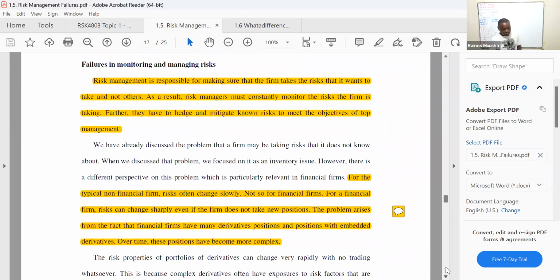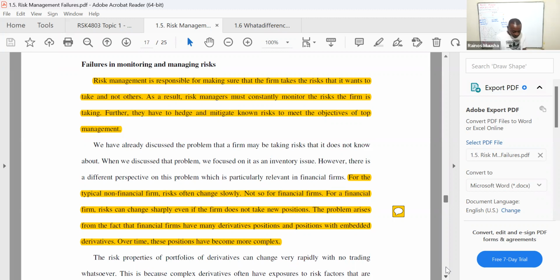Then there is also failures in monitoring and managing risks. And in this case, they say risk management is responsible for making sure that the firm takes the risks that it wants to take and not others. So as a result, risk managers must constantly monitor the risk that the firm is taking. Further, they have to hedge and mitigate known risks to meet the objectives of top management.